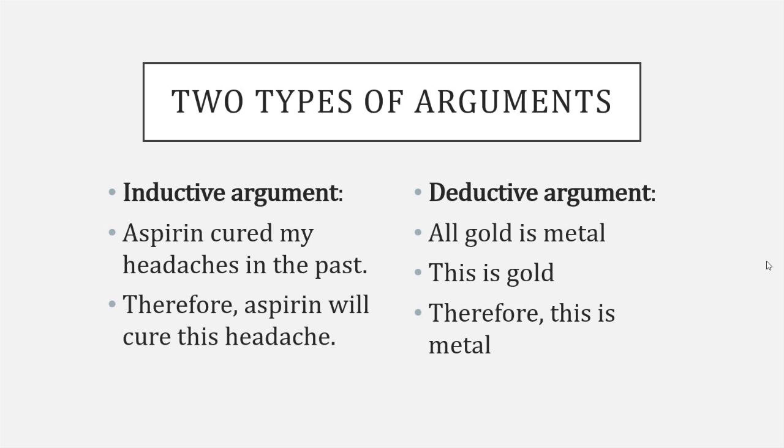Now compare that to the kind of argument on the right, the deductive argument. A deductive argument is defined in terms of the following property. If the premises of a deductive argument are true, the conclusion is guaranteed to be true. So, all gold is metal. This is gold, therefore, this is metal. Okay, so if those first two things are true, the third thing is guaranteed to be true.